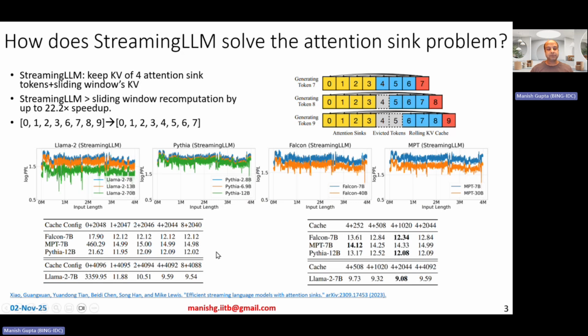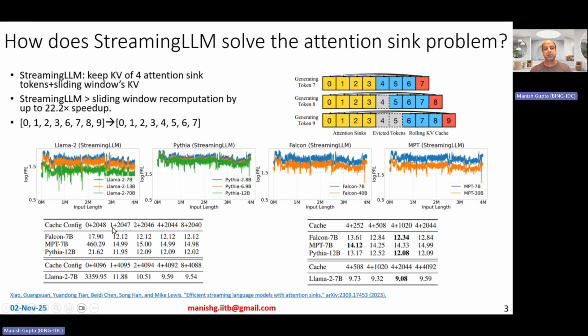Okay, so what you see here is what happens if you vary the number of attention sink tokens, rather than using just the first one. Why do you use 4 tokens? Why not just use 1 token, 2 tokens, 3 tokens, and so on? This is what you see in this table below, for different models.